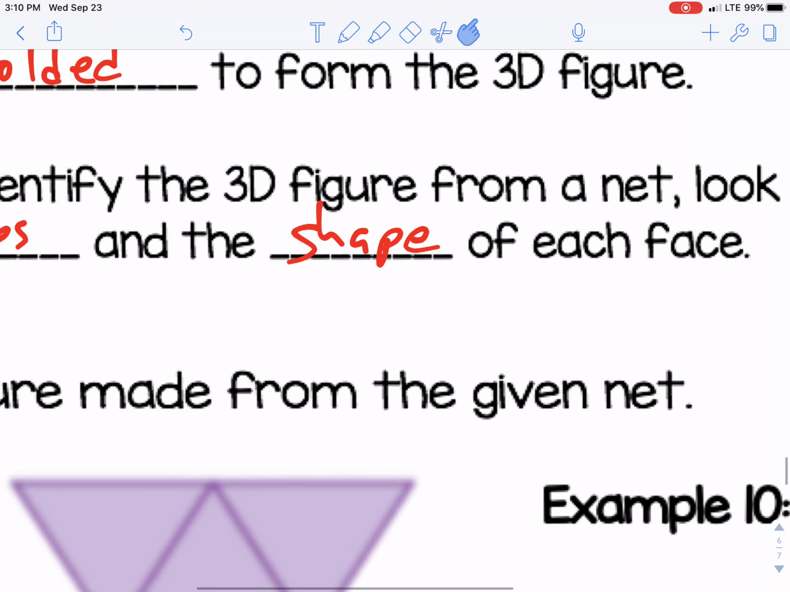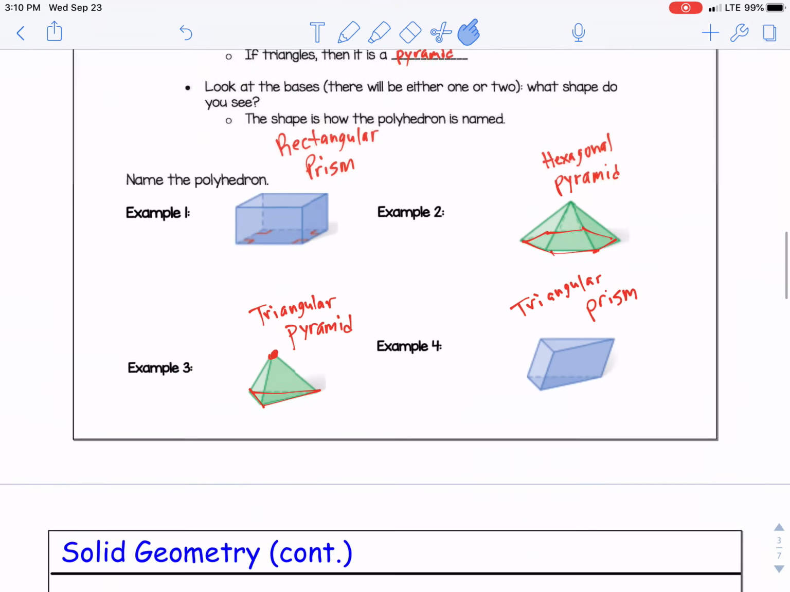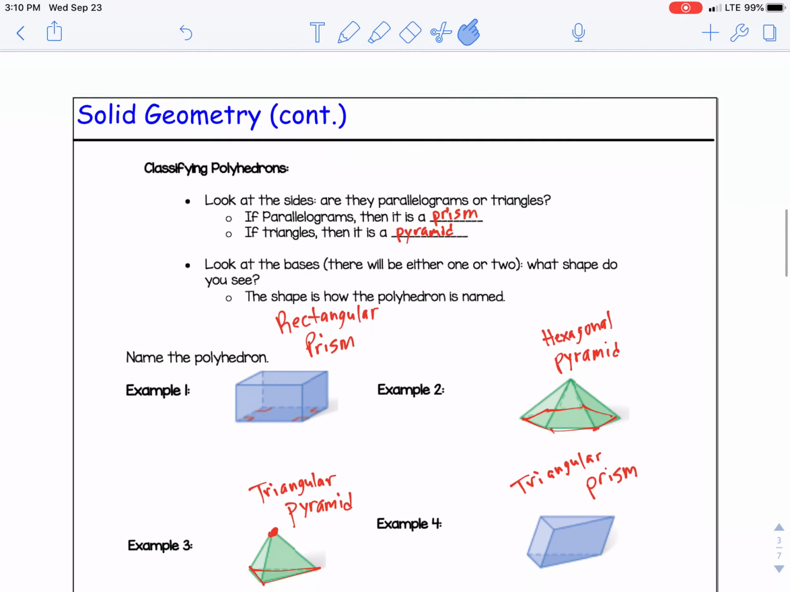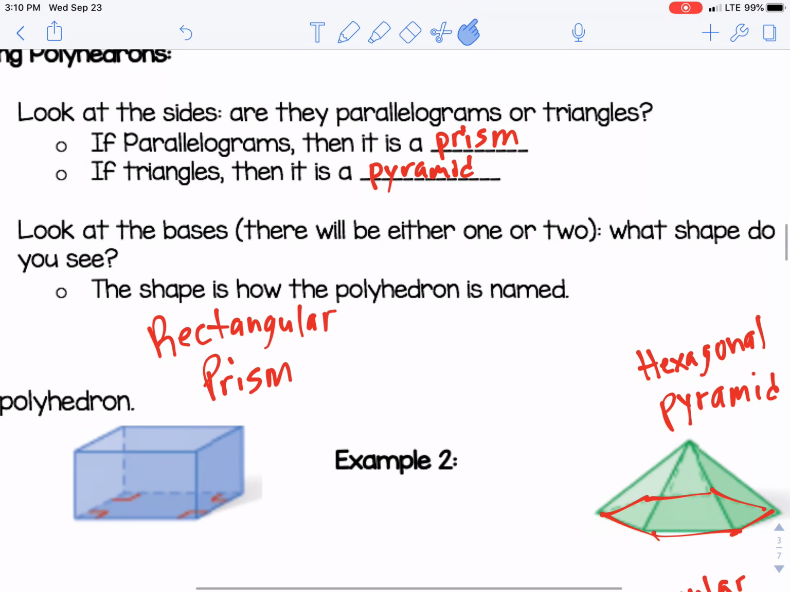Again, we're going to go back to that second slide, way back here. Our third slide, actually. Okay? Look at the bases. Look at the sides. Do you see rectangles and parallelograms or a bunch of triangles? That's going to help us determine if it's a prism or a pyramid, if it's hard to see the two-dimensional shape getting folded back up into that three-dimensional shape.